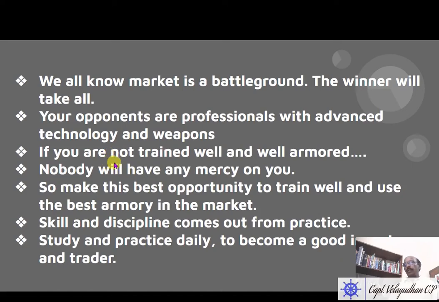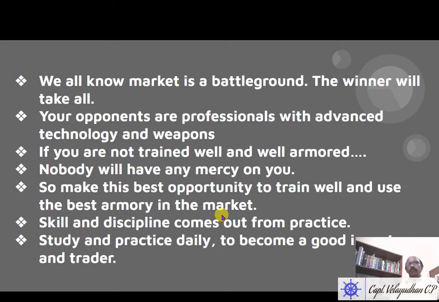And when you enter the market, a battleground, if you are not trained well and armed, you can imagine what will happen. Nobody will have any mercy on you. They are waiting to take your money. So use this opportunity to train well and use the best armor in the market. The market will be there all the time. So you don't need to hurry. But before entering the market, study well.